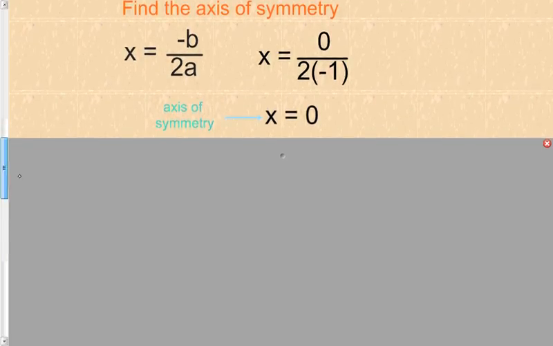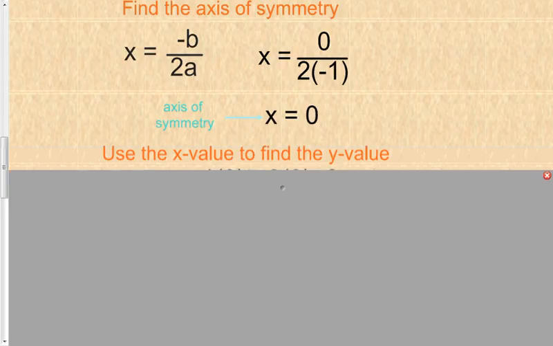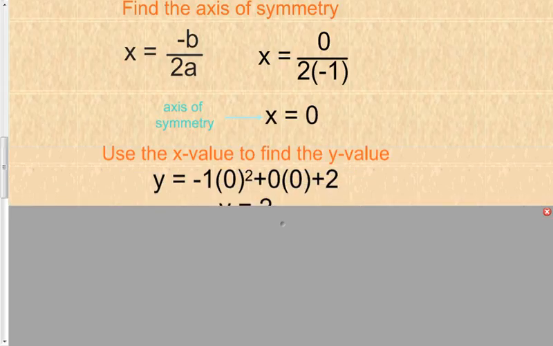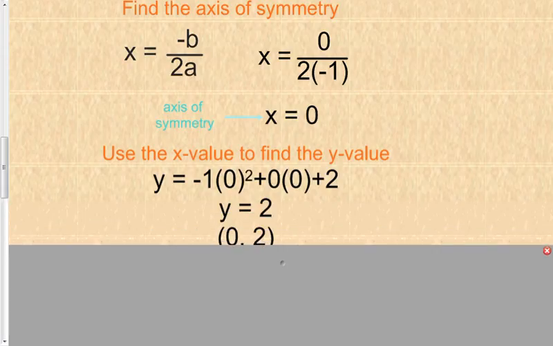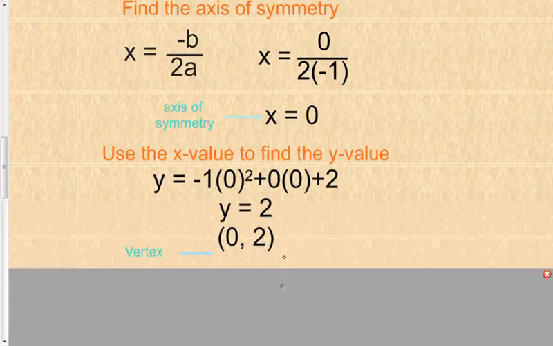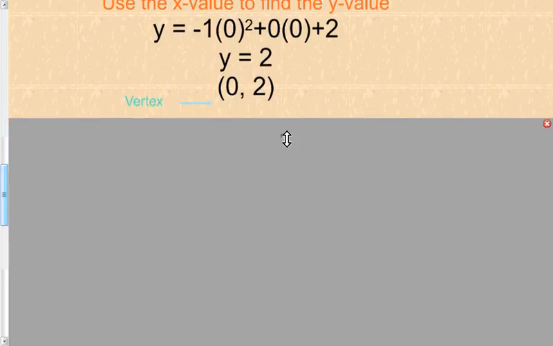Now, to find the vertex specifically, where the vertex of this is, plug in that x value to find the y value that goes with it. So plug that in. That cancels out. We end up getting y equals 2. So our vertex is 0, 2. So that's where we're going to start our graph from.